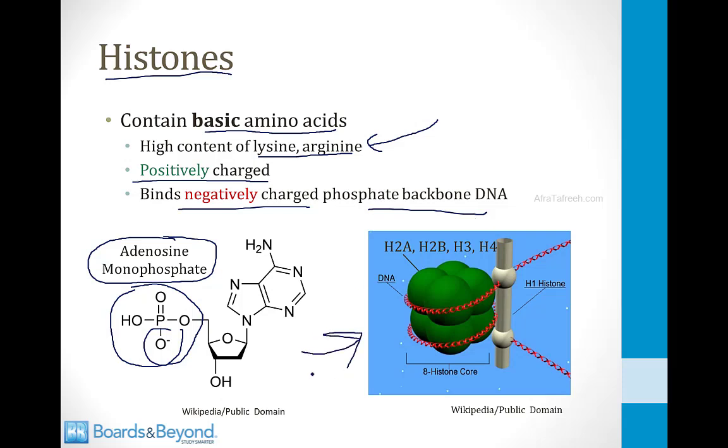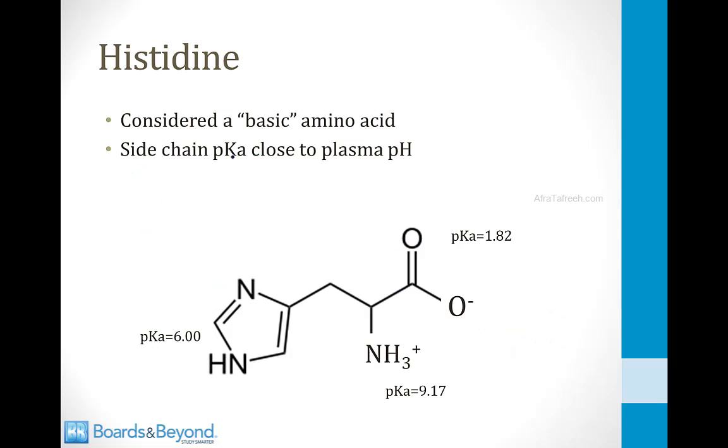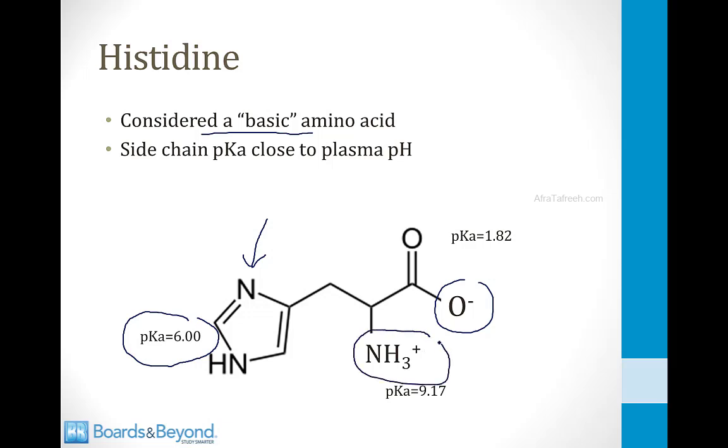Histidine is another amino acid that's considered a basic amino acid. That's because its side chain can accept a proton. However, the side chain has an unusual pKa of 6.0 that's very close to plasma pH of 7.4. So you tend to find this unprotonated in solution. This means that usually at plasma pH, histidine will have no net charge. The negative charge here will be canceled by the positive charge here, and the side chain will not be carrying a proton.